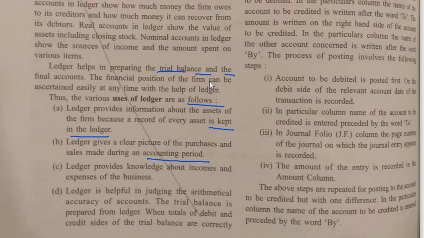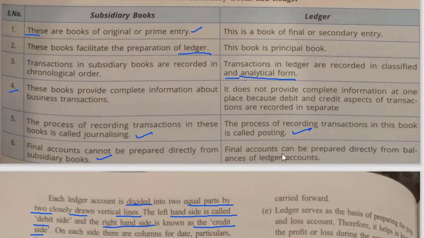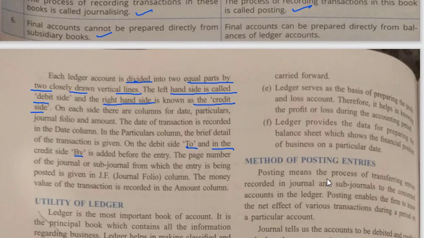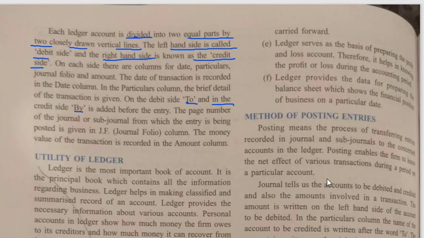When totals of debit and credit side of the trial balance are correctly carried forward, ledger serves as the basis of preparing the profit and loss account. Therefore, it helps in knowing the profit or loss during the accounting period. And ledger provides the data for preparing the balance sheet which shows the financial position of the business on a particular date.